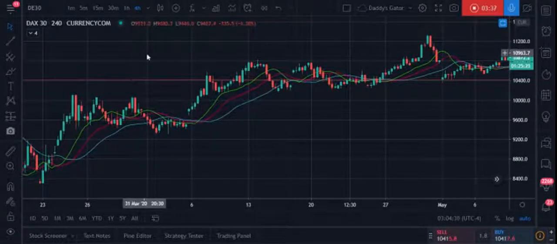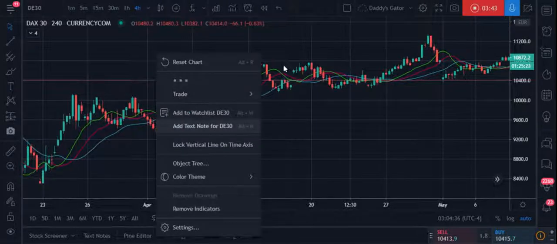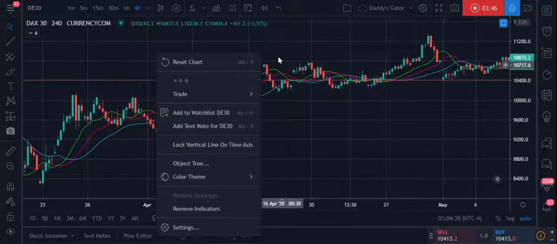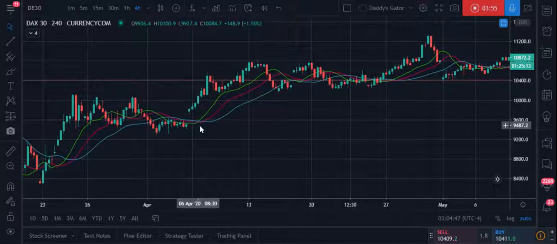I want to take the time to try to find a good long position. Oh, and here we have one. I went to the 4-hour chart and went back to about April 6th, just to show you guys an example of a good long position.